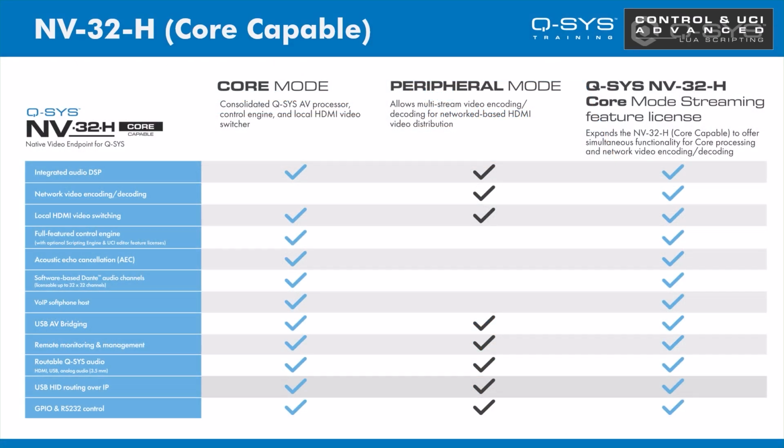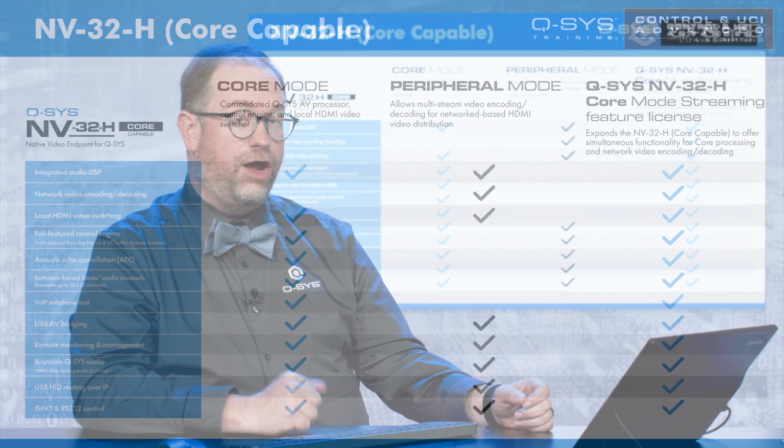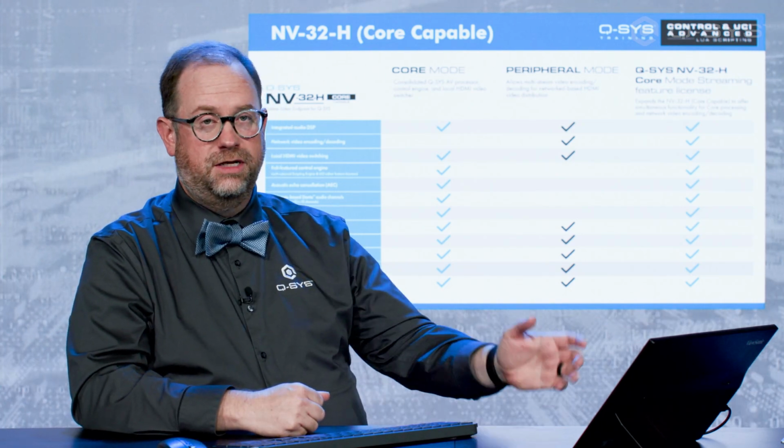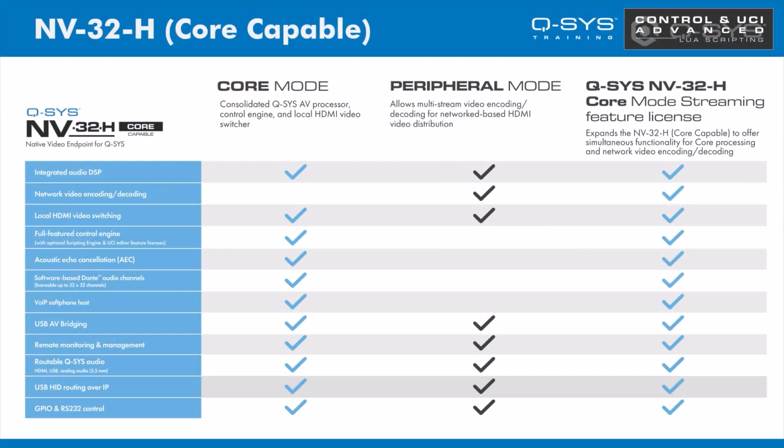Now, I said the NV32H in core mode because you actually can get it in multiple different modes. It comes in core mode. It comes in peripheral mode. You also can activate it to be in core mode with streaming feature licensing. And the way that we are making use of it today is in core mode. Take the moment, read all of the checkboxes if you want to, but basically it means that it's really fantastic. And it's one of our favorite boxes.